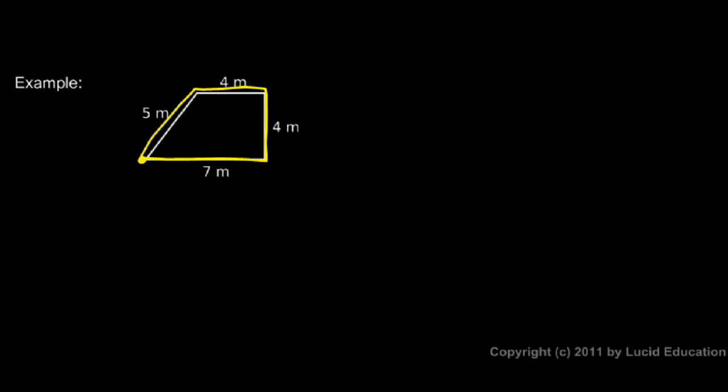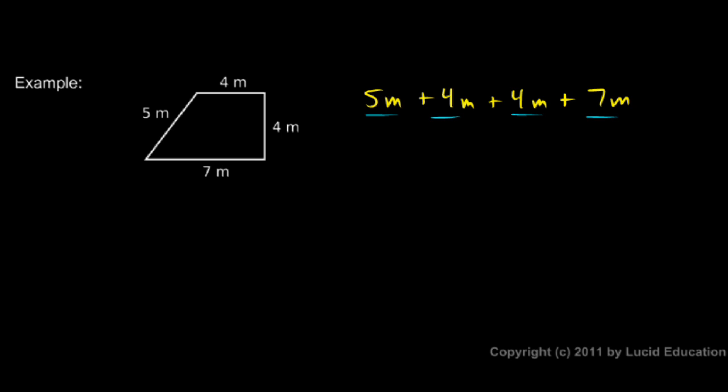So in this case, if I start at this point and go around it this way, the perimeter ends up being 5 meters plus 4 meters plus 4 meters plus 7 meters. And I can add all those together because they're all meters. And again, I find this easier to add in pieces. 5 and 4 is 9, and 7 and 4 is 11. And you might see that 9 and 11 add up to 20. So 20 meters is the answer.